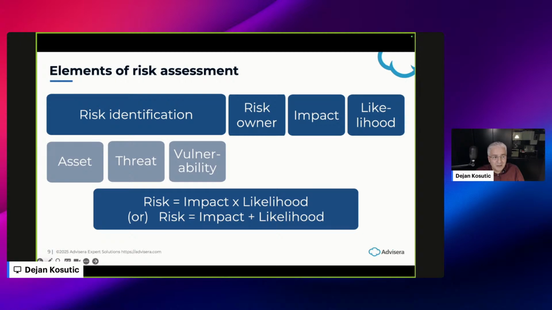Now, the fifth mandatory element is determining the level of risk. And the standard doesn't really say how you determine the level of risk, but the most common method is that you multiply impact and likelihood. So let's say that your impact is level 3, and that your likelihood is level 4, then 3 times 4 would be 12. You would have a risk of level 12.